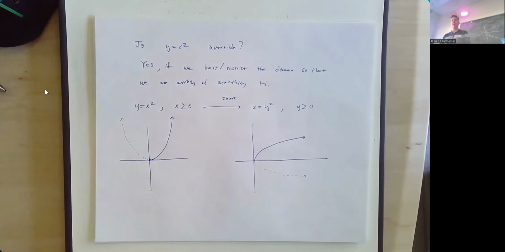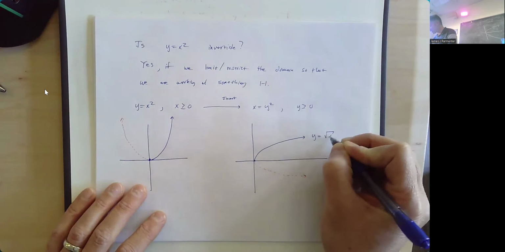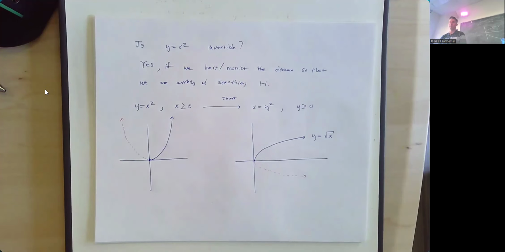Hey, look, that blue part is just a function. Not just a function, is a function. It passes the vertical line test because that red part isn't there. And maybe I shouldn't even draw it. You could also say that this is y equal to the square root of x if you wanted to solve for y. So this function is invertible if we make the additional step of limiting the domain of the original function to something that is one-to-one.